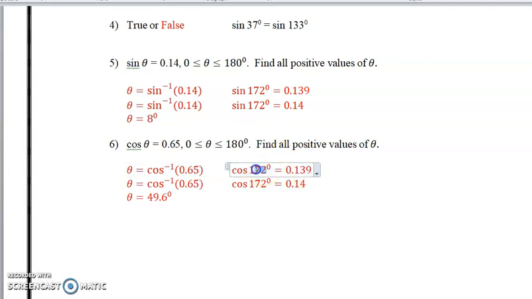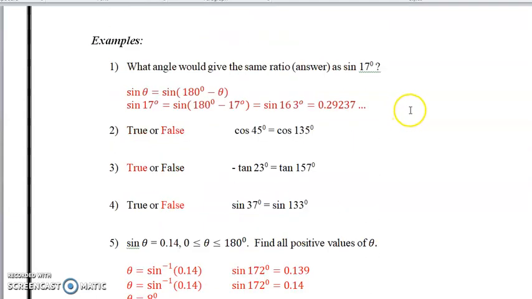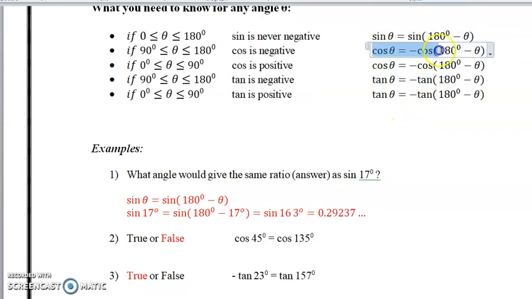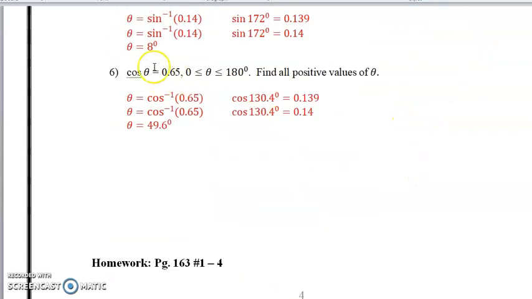So if I take the cos of 180 minus that, it would be 130.4 degrees. We know that that'll actually give us the negative of this, right? Because if you look up here, you get the negative of it. So you'll never get the positive value here. So this is actually the only possible answer. And I'm going to show you why. I'm going to do it just to make sure we got it.